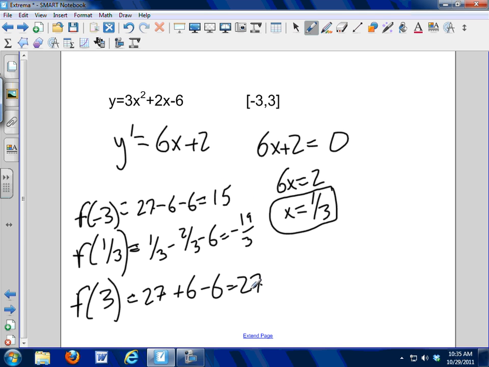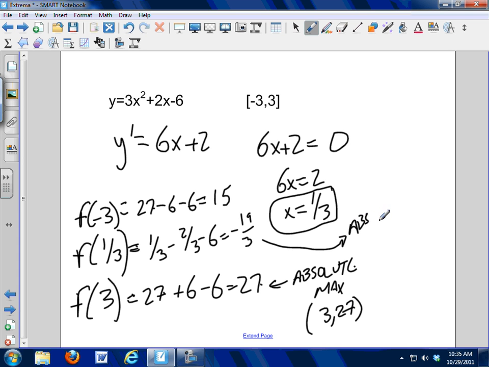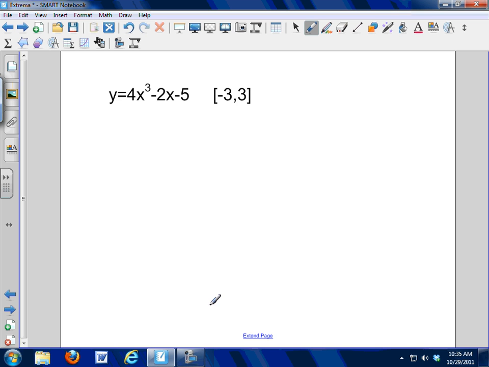So we have to now decide which is the biggest number, which is the smallest number, and I believe that's my biggest number. So my absolute max occurs at 3, 27. My absolute min occurs at 1/3, negative 19/3, which makes sense because we're looking at a parabola, right? And so this is the vertex of the parabola, and that's the low point of the parabola. It would seem reasonable that that would be the case. Okay? All right, so let's move forward.